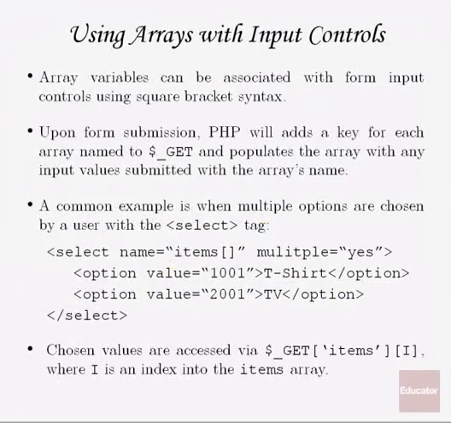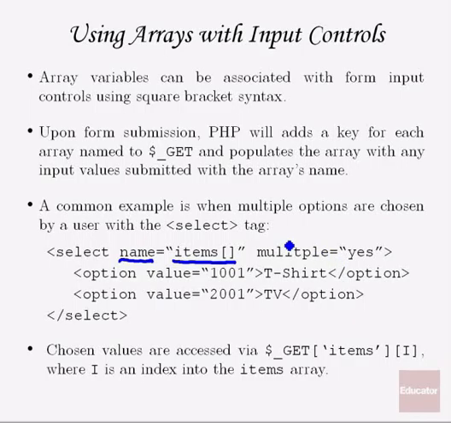So things can get a little more advanced. PHP has a nice feature that allows you to create arrays in the GET associative array that it provides for you. The way you do that is, in the name attribute of different input elements, you provide a name with opening and closing square brackets.